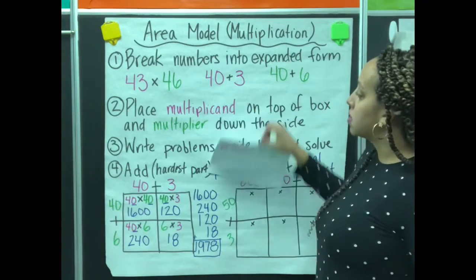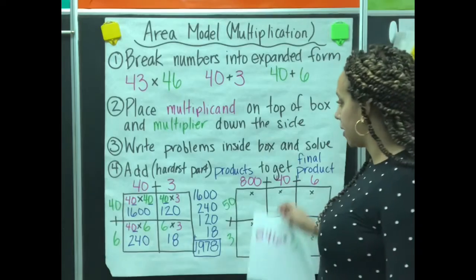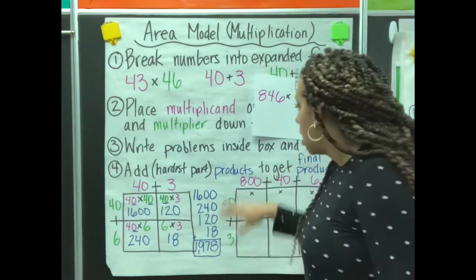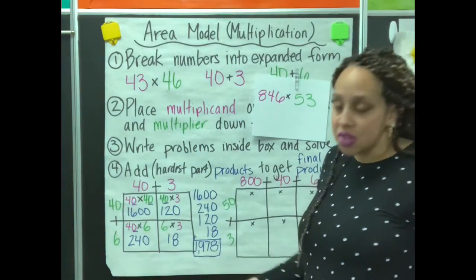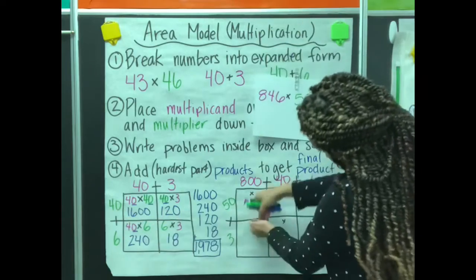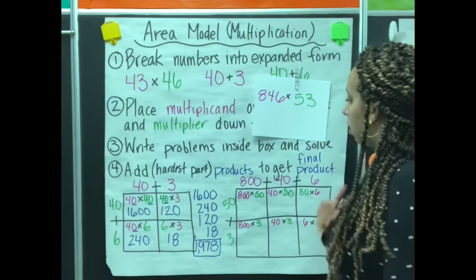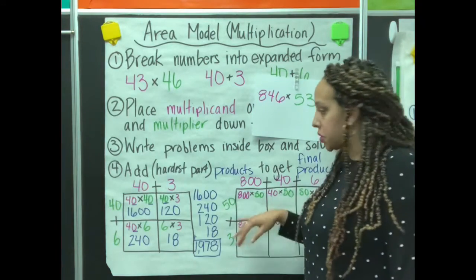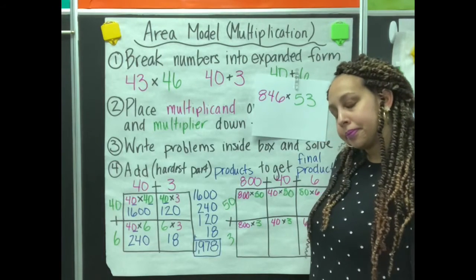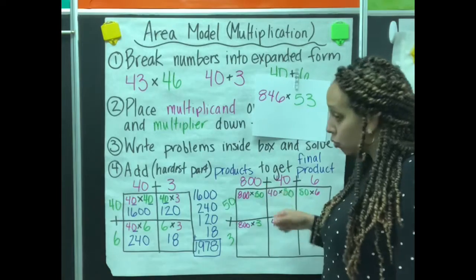Step number 2 says, oh, we already did that. Place the multiplicand on the top of the box and our multiplier down the side. Step number 3 says, write the baby problems on the inside of the box and then solve it. So our baby problems, remember, we treat it just like Battleship. And now we're going to solve them. Well, oh, that's a 3-digit number times a 2-digit number. No, thank you. Powers of 10, powers of 10. Just pull out the powers of 10.